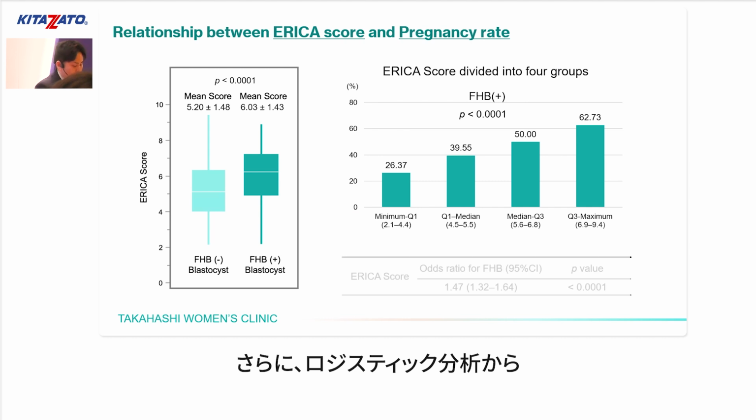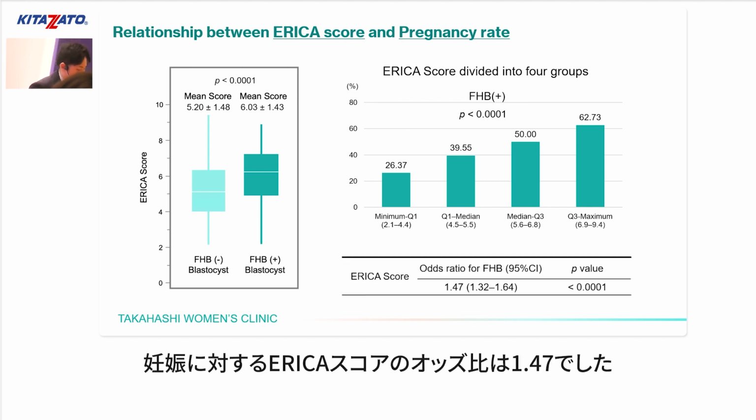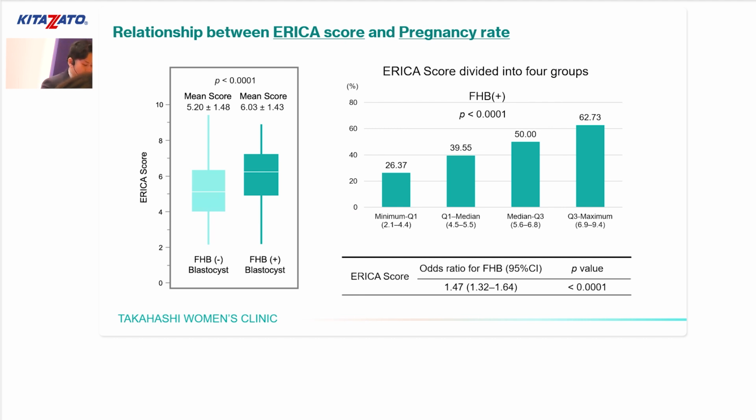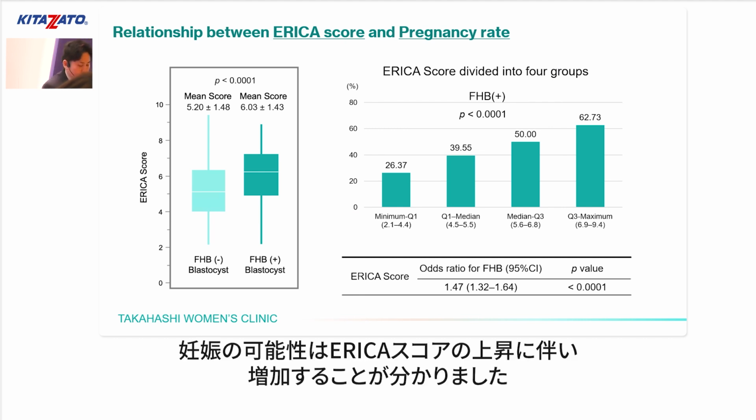Furthermore, from logistic regression analysis, the odds ratio of the ERICA score for pregnancy was 1.47, indicating that the likelihood of pregnancy increased with a higher ERICA score.